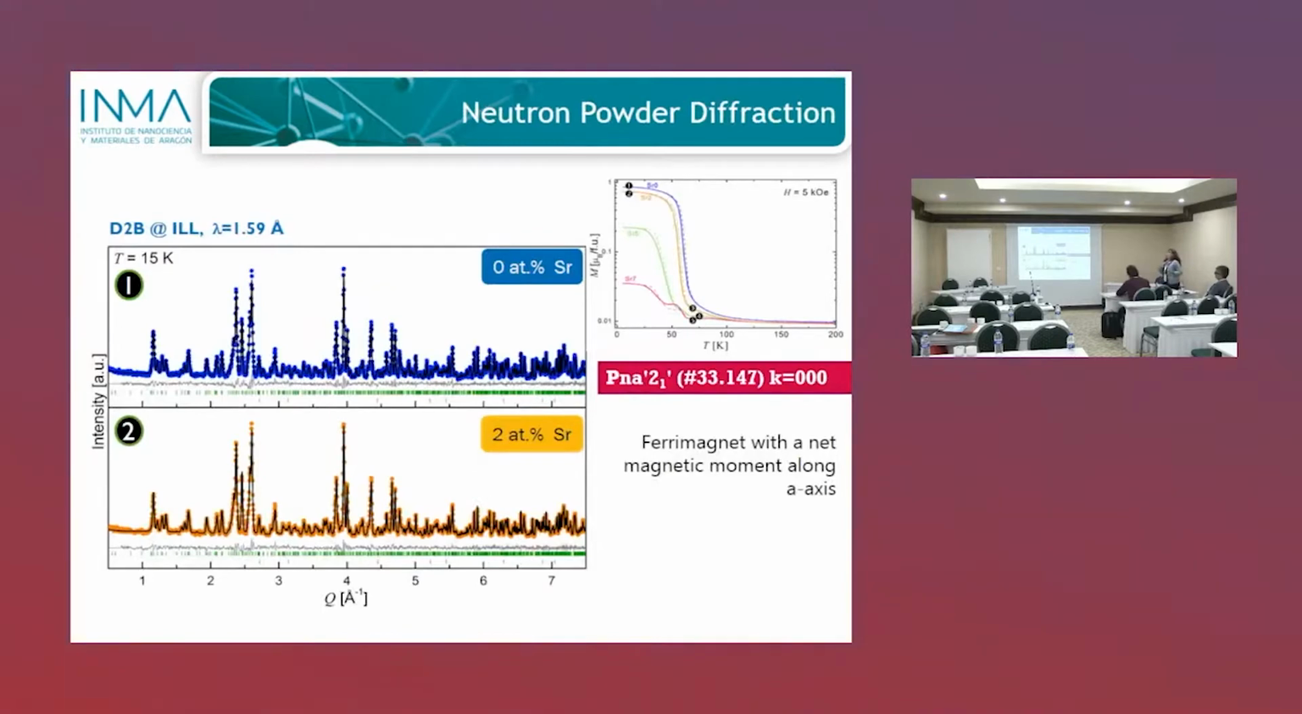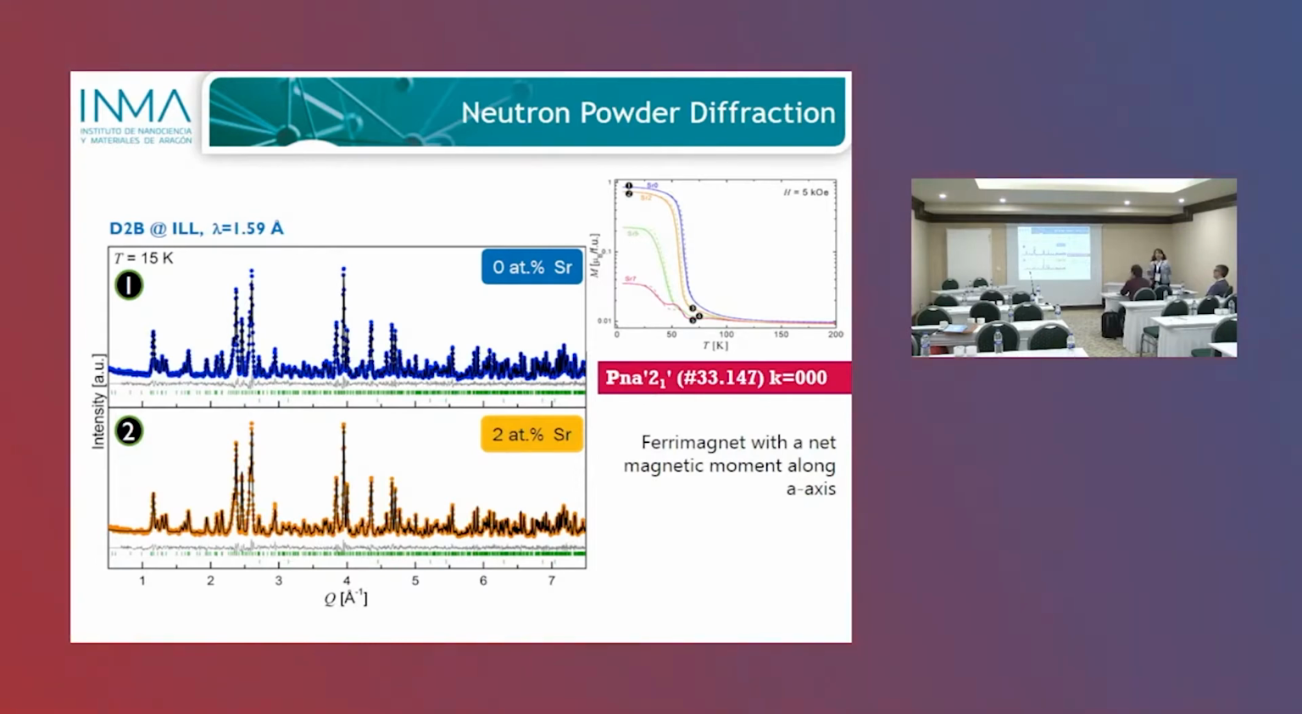In order to see the difference in what was going on in that temperature range, we needed to first be sure that the low temperature state was as expected, and what is expected. This is a measurement for the pure sample with no strontium, and this is a measurement for the 2% strontium sample. The refinement is done using the Rietveld method with the FullProf program, taking into account, of course, the magnetic contribution to the diffraction pattern.